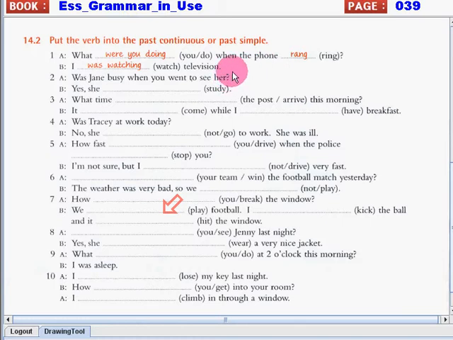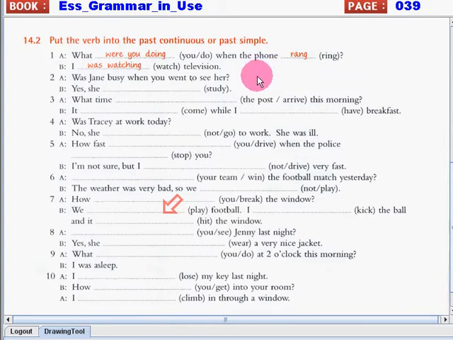Letter B. I blank television. Our verb is watch. So of course, the answer is I was watching television. This is also the long action. I was watching television when the phone rang. The long action, watching television, and in the middle of that long action, the phone rang. Okay? Now, let's go on and answer number 2.